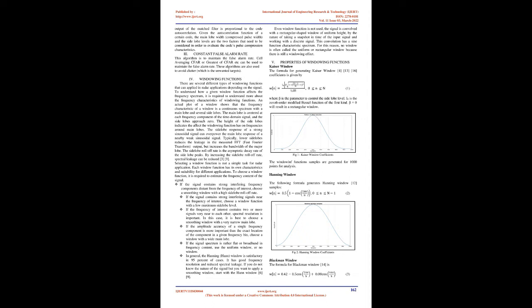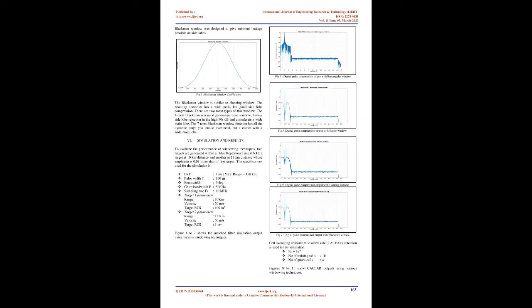Pulse compression is based on the autocorrelation function, since in the absence of noise, the output of the matched filter is proportional to the code autocorrelation. Given the autocorrelation function of a certain code, the main lobe width (compressed pulse width) and the side lobe levels are the two factors that need to be considered in order to evaluate the code's pulse compression characteristics.